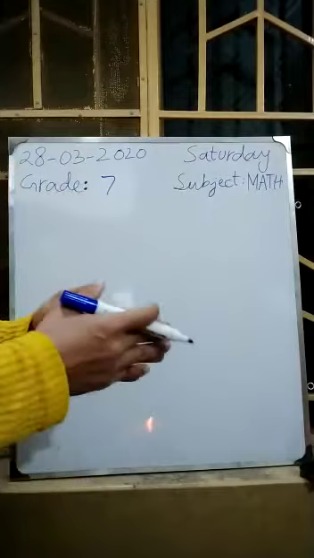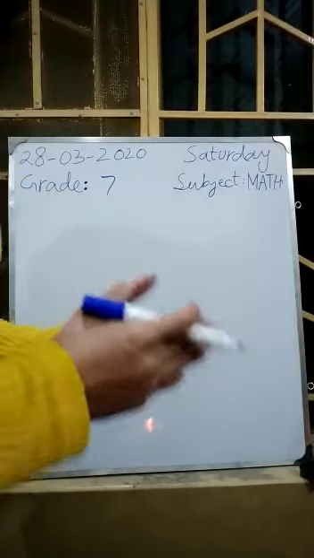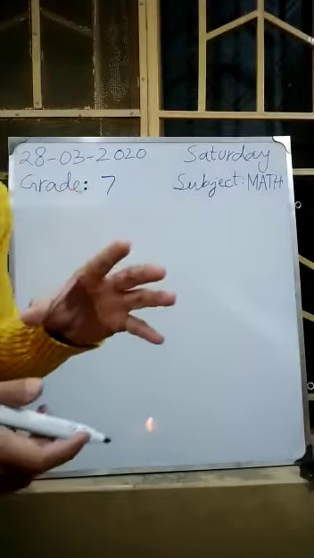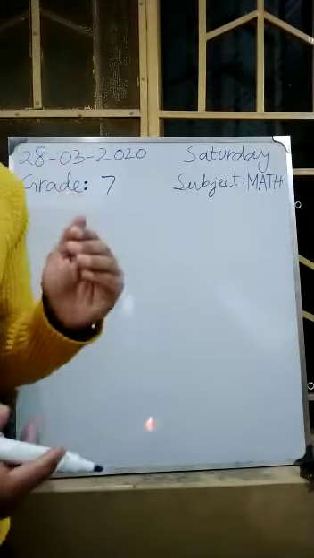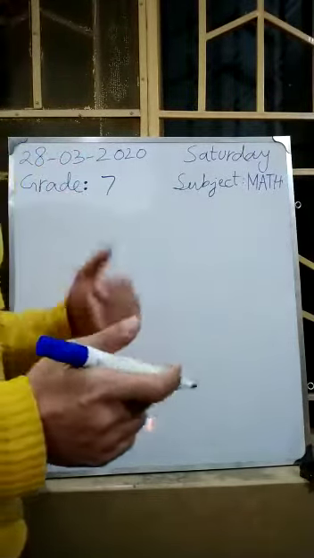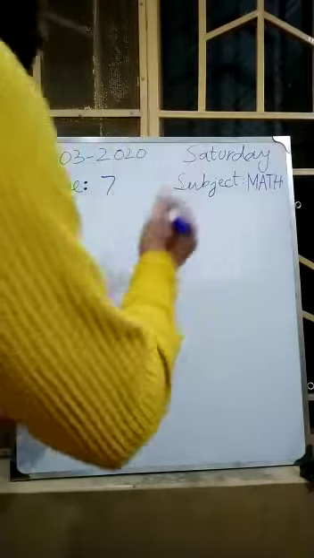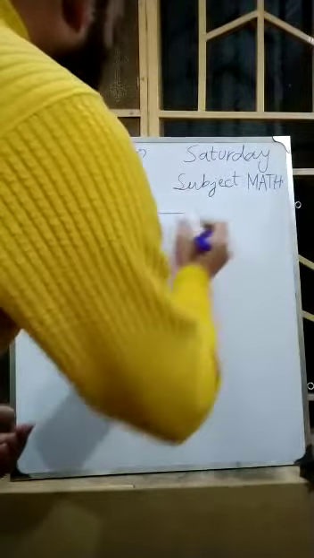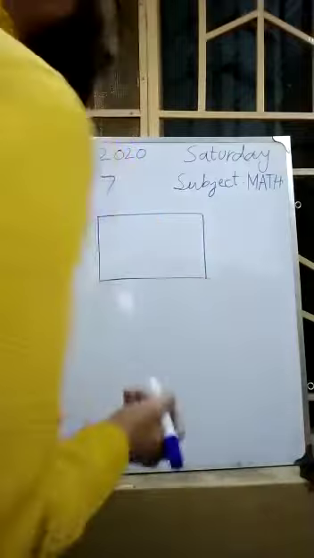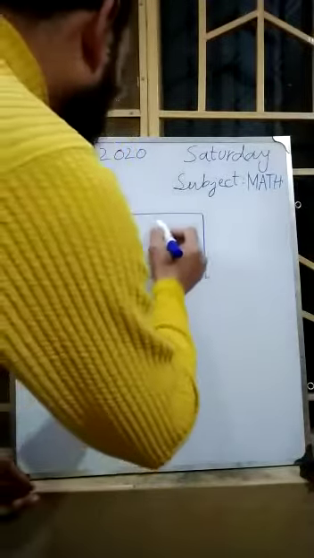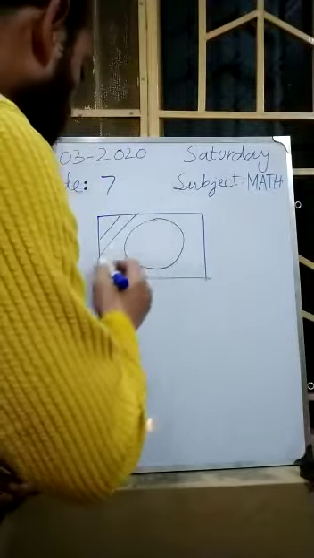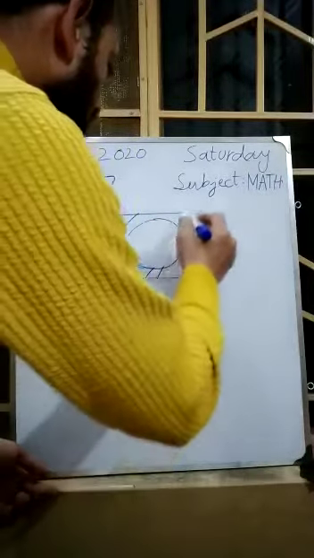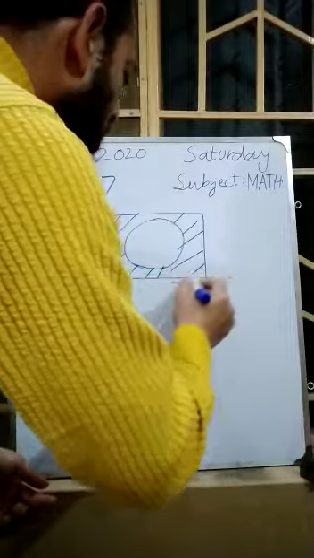Now we'll discuss question number 7, because in this exercise you will come across different questions in which you have to find the area of shaded region. Shaded region means that, for example, if a rectangle is given and a circle is evacuated from it, and you have to find the area of the shaded parts, how can you do it?